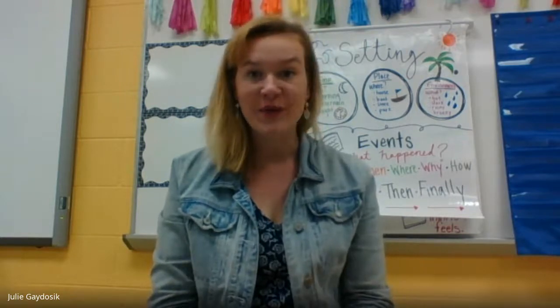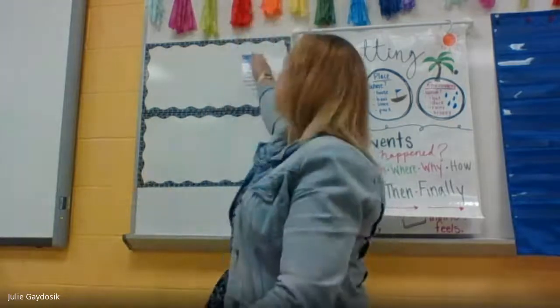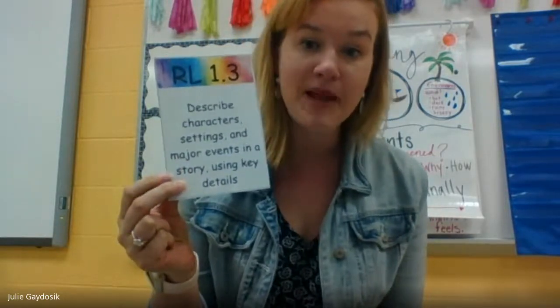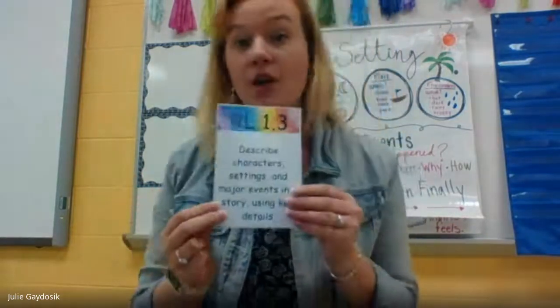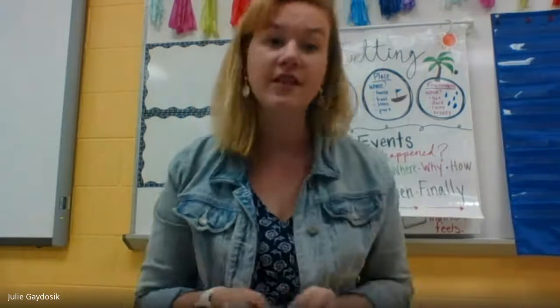So, before we get started, we have to go over our I can statement. Our I can statement for today is to describe characters, setting, and major events in a story using key details. Okay, so it's RL 1.3. So we've been working on this just a little bit, but we've been describing characters and we've been talking a little bit about setting and events.